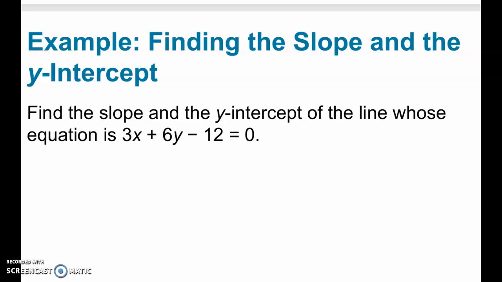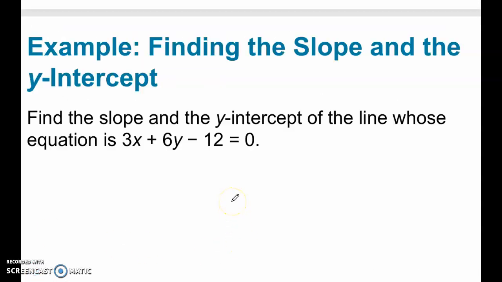So we are continuing in 1.4. This is video number 3. And it says here to find the slope and the y-intercept of a line whose equation is 3x plus 6y minus 12 equals 0. And this equation is not in our point-slope form. It is not in slope-intercept form, but this is in general form.